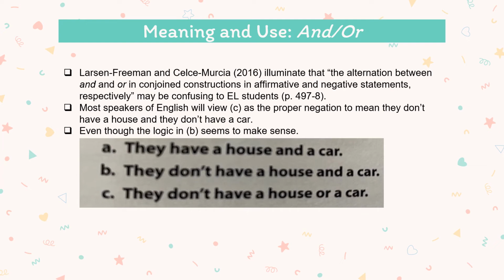So EL students or non-native English speakers may think that B logically seems to make more sense as a negation: they don't have a house and a car. But the way that most native English speakers will see it is, they don't have a house or a car, even though logically it might not necessarily seem like the way to make the negative statement.